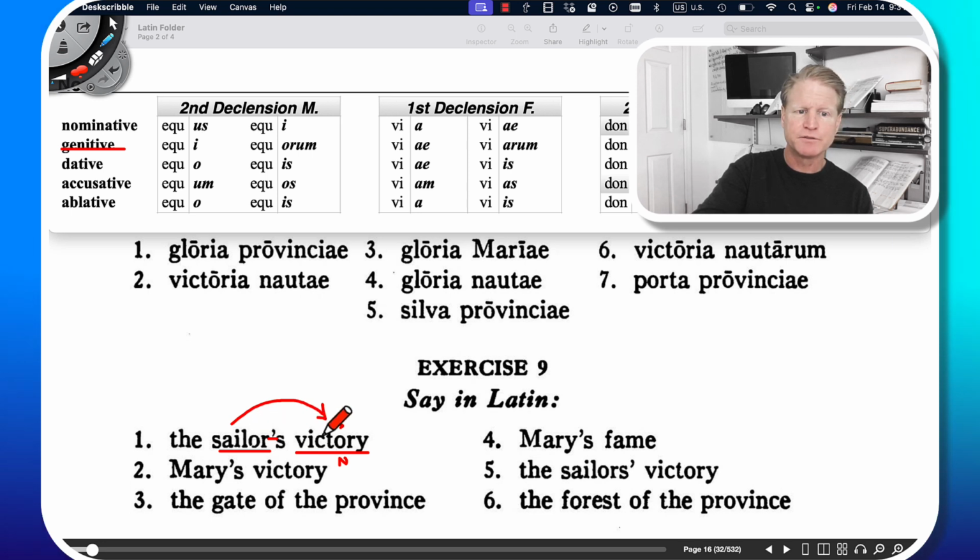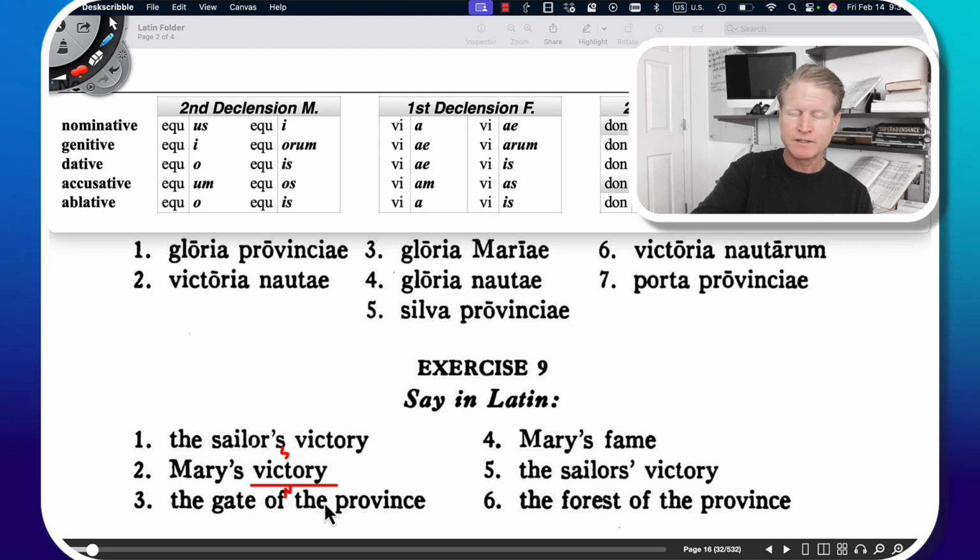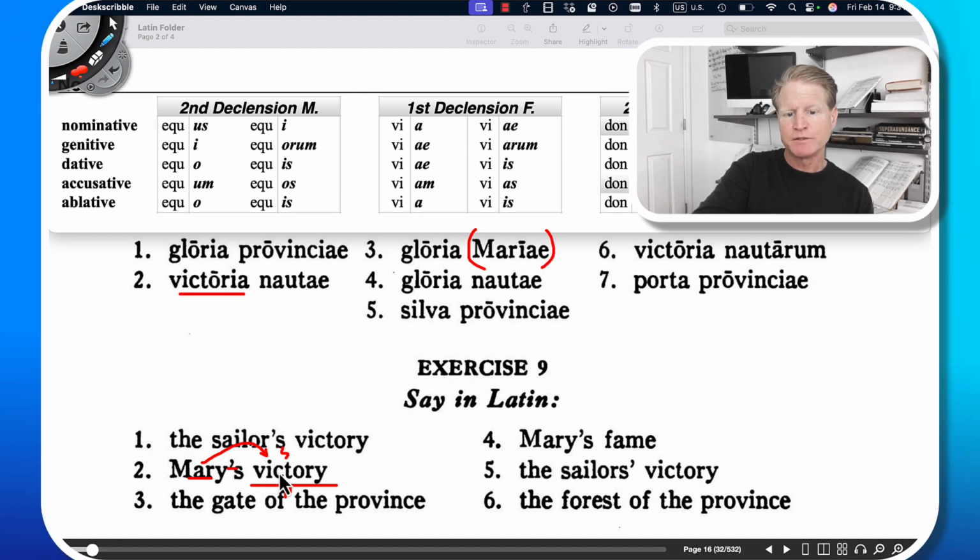All right, so the sailor's victory would be, sailor is going to be in the genitive case. The sailor's victory would be victoria nautae. All right, Mary's victory. Victory would be the subject of the sentence, nominative case, if we had a sentence. Whose victory? Mary's. This shows possession. It's a noun, and it's an adjective, so we have the arrow there. It's really the victory of Mary, Mary's victory. So what we would use here is Victoria Mariae. Victoria Mariae would be our translation. Mary's victory.